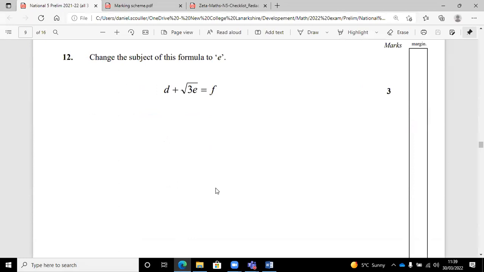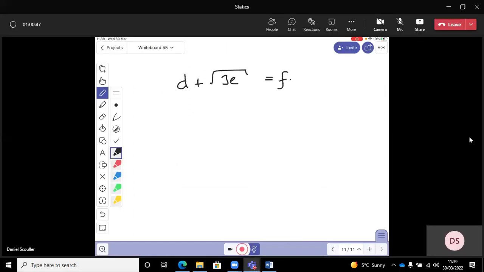Question 12. So rearranging. Okay, worth 3 marks. It's worth quite a lot of marks for not a lot of work. Okay, so first thing we want to move is this D. It's positive on the left hand side, so it becomes negative on the right. So you're left with that whole term.